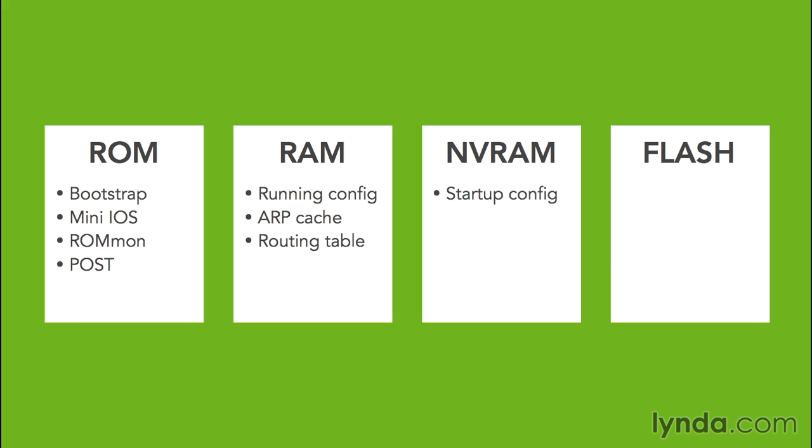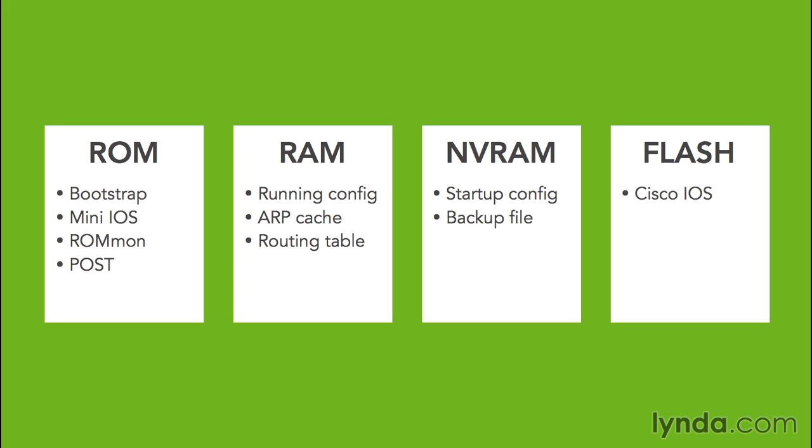NVRAM, there's your hard drive. There's your backup right there. When you do a copy running-config startup-config, you're copying whatever is inside the running configuration, what's in the RAM right now, into the NVRAM, which is not volatile. It will always be there whether you lose your power or not. It's your hard drive. Think of it that way. It's the hard drive of your router.